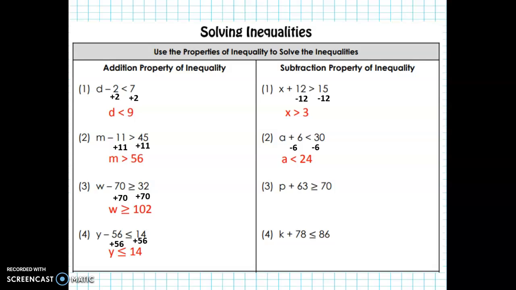p plus 63 is greater than or equal to 70. We're going to subtract 63 from both sides of the inequality. p is greater than or equal to 7. k plus 78 is less than or equal to 86. Subtract 78 from both sides, and this leaves us with k is less than or equal to 8.